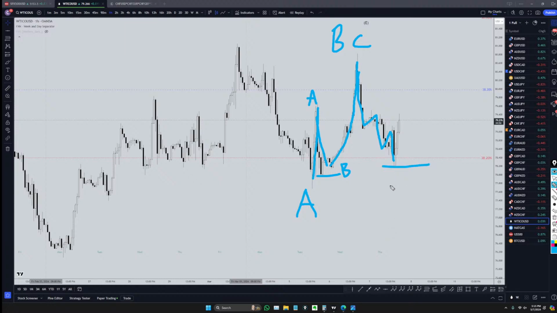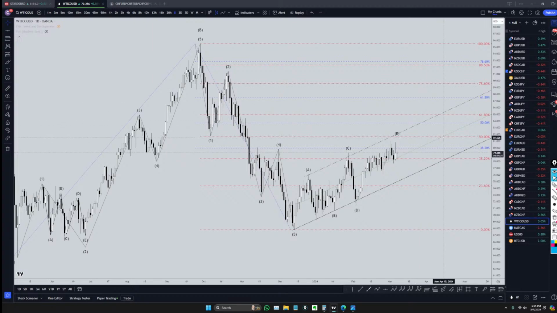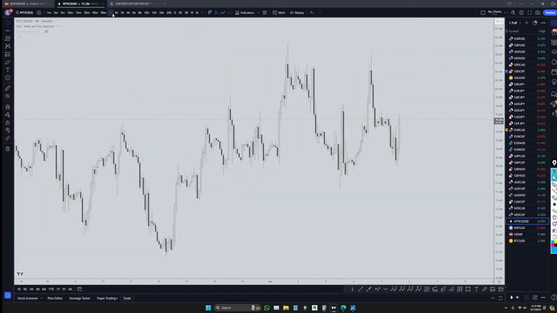Now it did make a higher low than the wave A, which most wave C's do take out the low of wave A, but wave C's do not have to take out the low of wave A. I just call this an irregular ABC correction. It went up, it broke structure. I think it's pretty well confirmed that this is going up, and I would expect at least that 50% Fibonacci retracement, which is right around the 81.68 area.